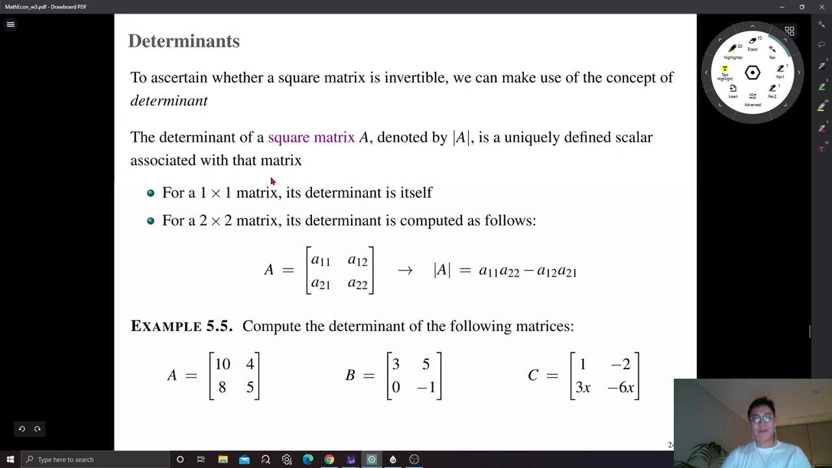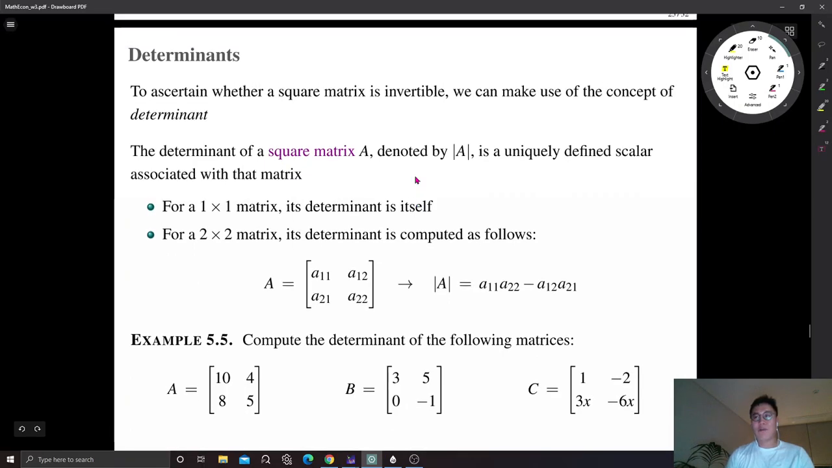In the case of a 1 by 1 matrix, that is a scalar, and its determinant is itself. For instance, if matrix A is the 1 by 1 matrix 3, then its determinant is just 3. If it is the 1 by 1 matrix negative 2, then the determinant is not 2 but negative 2, right? So this is not an absolute value bar, this is a determinant, and the determinant is a negative value, negative 2.